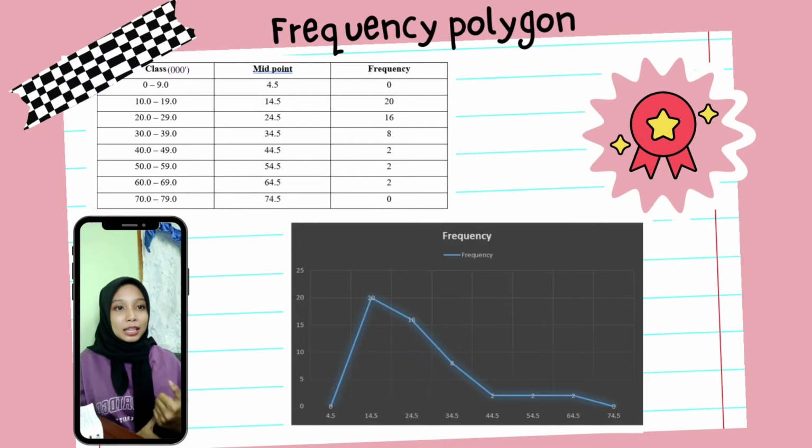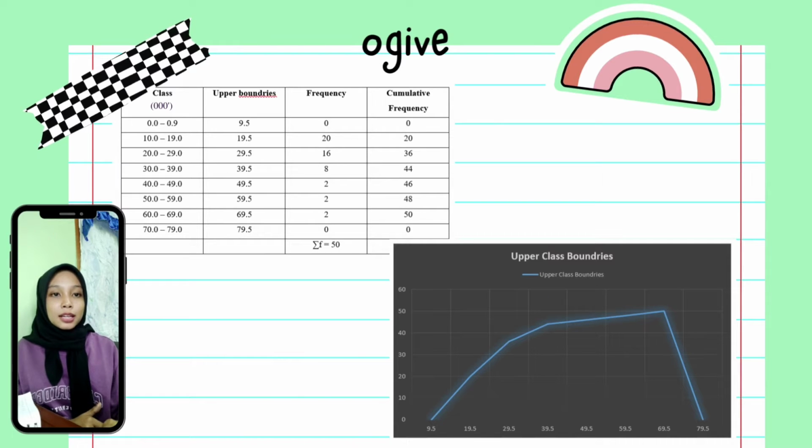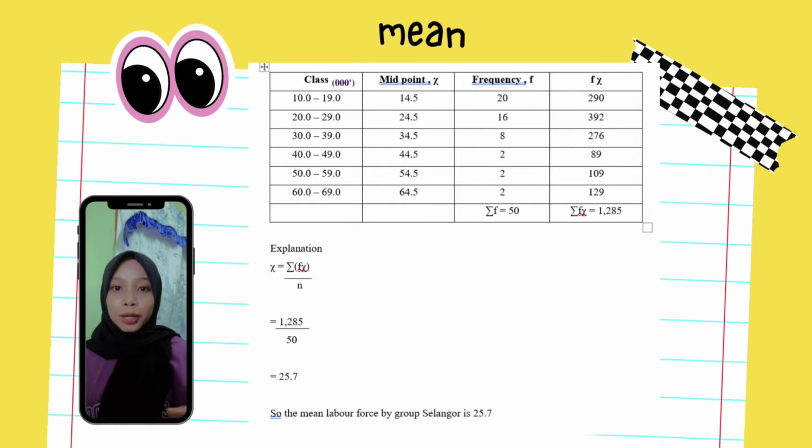As you can see, this is the table and the graph of the ogive. Okay, next the ogive for upper boundaries. We get, as you can see in this slide, upper boundaries of 9.5, 19.5, 29.5, 39.5, 49.5, 59.5, 69.5, and lastly 79.5. Okay, this is the graph and you can see it. Okay, this is the last part for me to explain in this presentation.